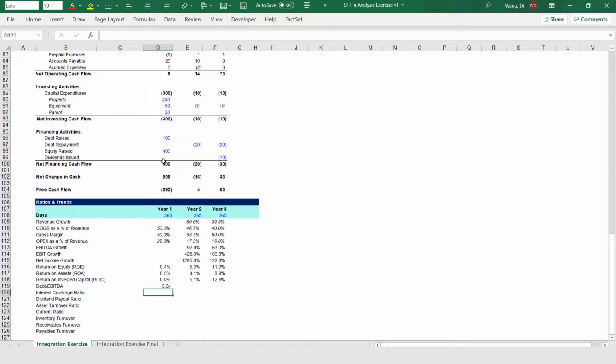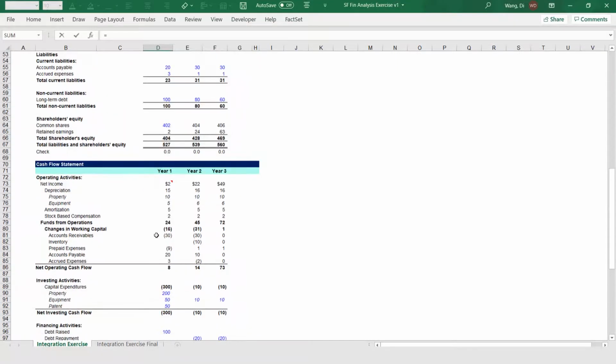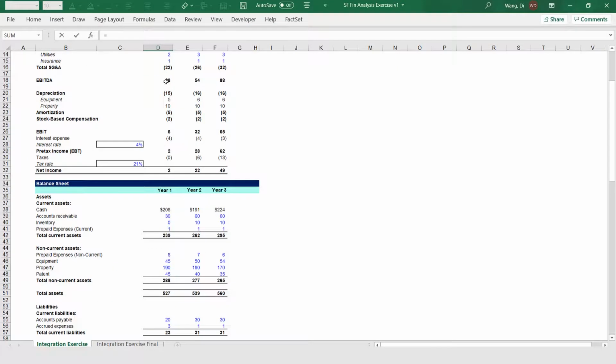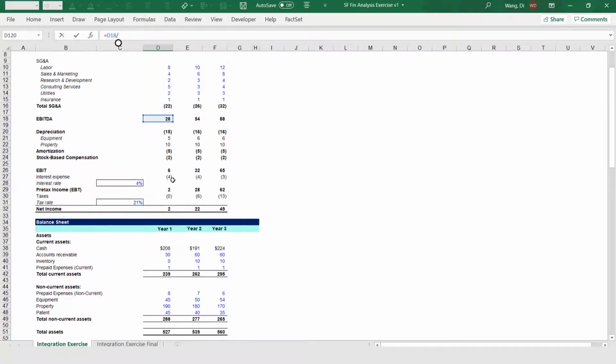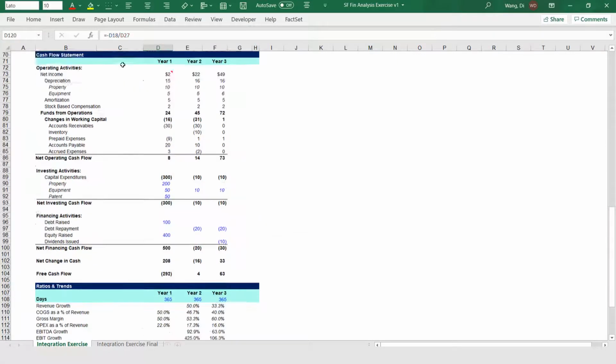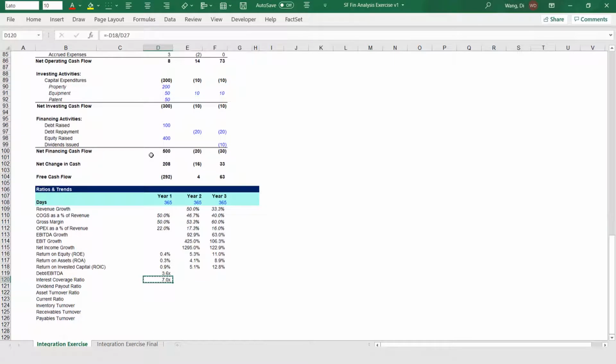Income coverage ratio is going to be our EBITDA divided by net interest expense. So our net interest expense right here is 4. Remember, it's going to be a negative number, so we're going to have to add a minus sign here to cancel out the negatives. I'll just copy this over.